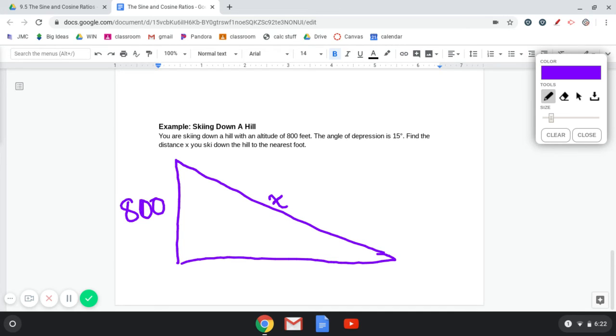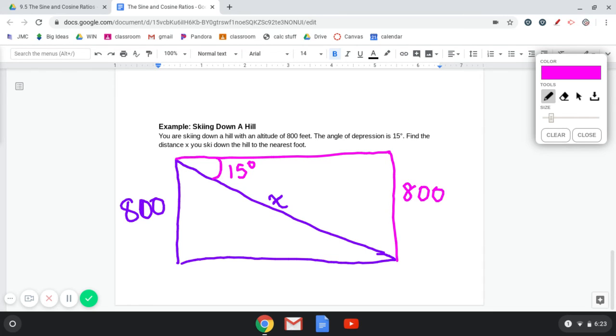Okay, now this angle of depression, imagine you're outside and you see a squirrel on the ground. Imagine you're looking straight forward, and then the angle of depression is how much you have to turn your eyes downward to get from looking straight forward to down at the squirrel. So for us, if you draw this line here, it's like you're looking straight ahead. The angle of depression is from looking straight ahead down to the ground. So this is a 15-degree angle of depression. This altitude is still 800.